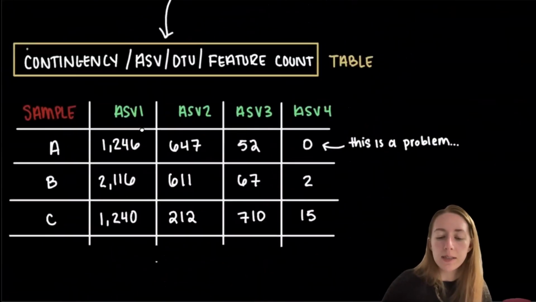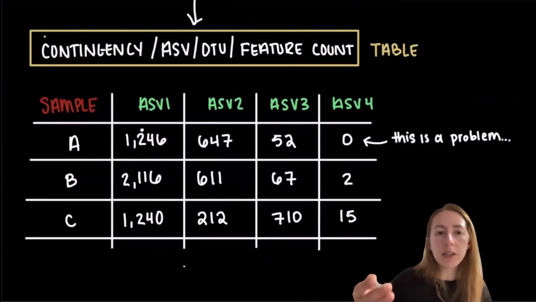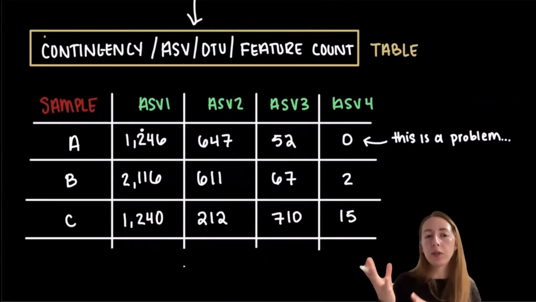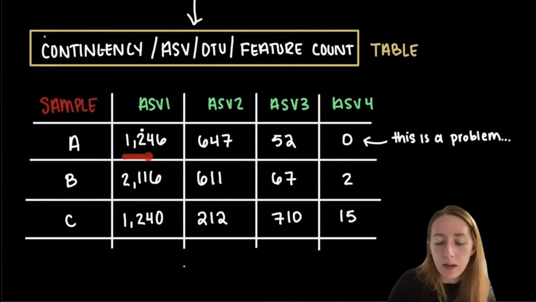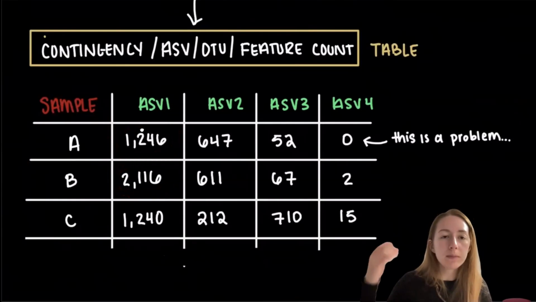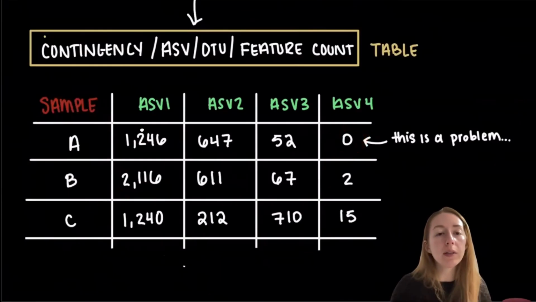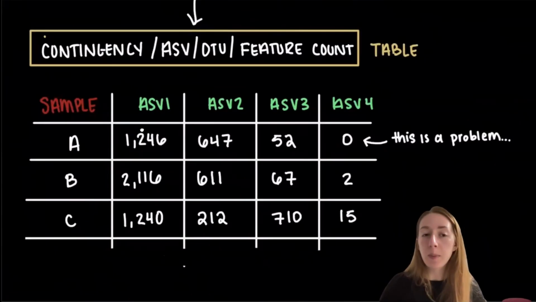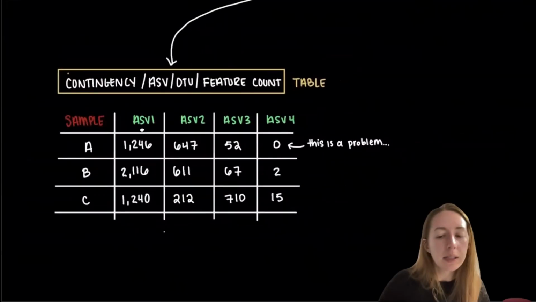This is kind of what your contingency table is going to look like. By the way, this is called not just a contingency table, but also an ASV table, OTU table, or feature count table. You'll have your samples on the left, and then ASV1, ASV2, ASV3, and you'll see how many of each ASV was found in each sample. I wanted to highlight the 0 here, which is very normal in microbiome data and is also very problematic for statistical purposes. That's something we need to deal with, and we're going to deal with it later.